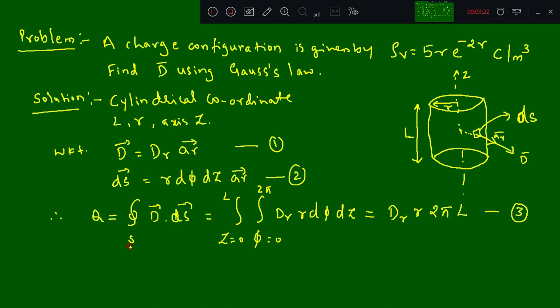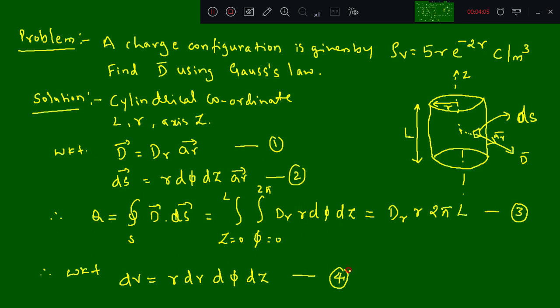Okay, so they have given the rho v, that is volume charge density they are given. So what will be the volume? Therefore we know that for volume, if you take small differential volume dV, it will be r dr d phi dz. Okay, this is the equation. This you can take as equation number 4.